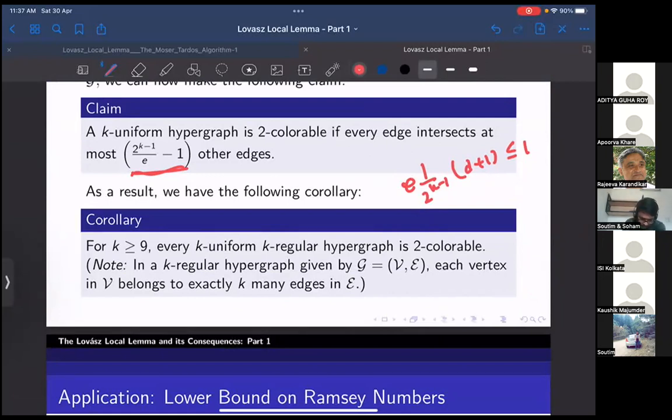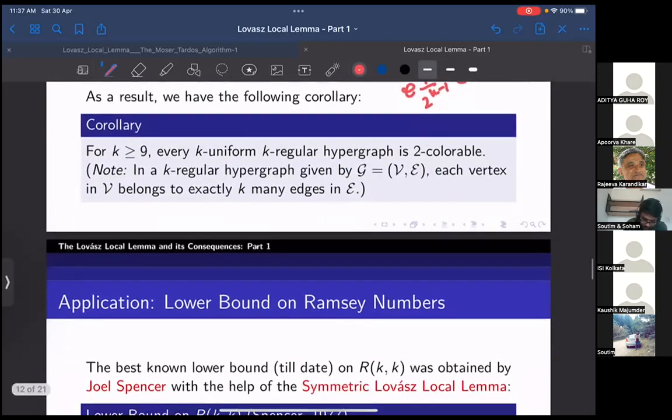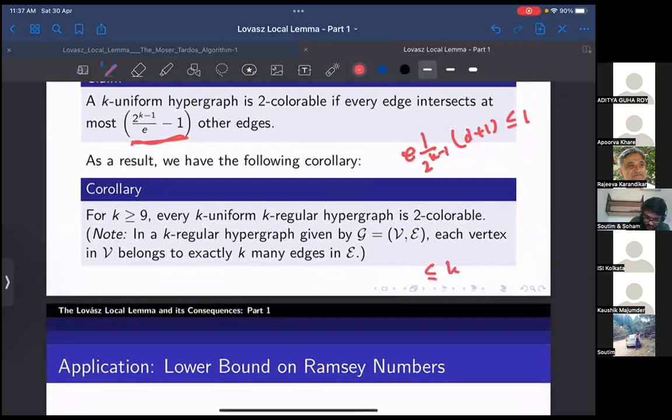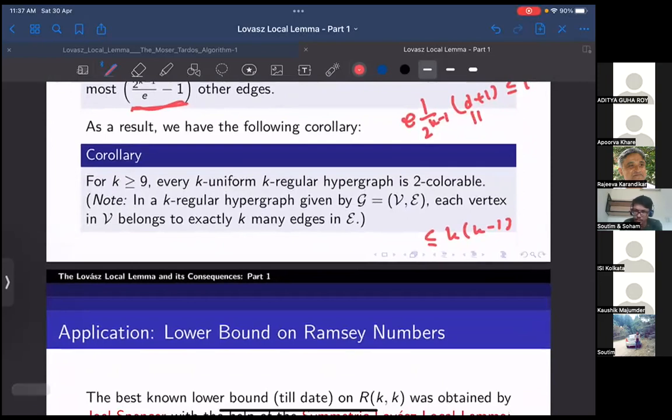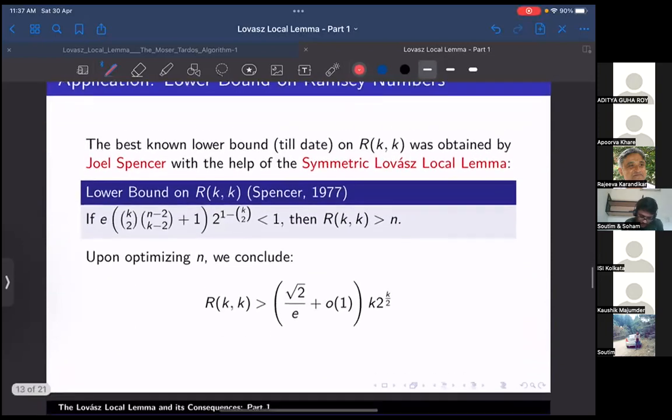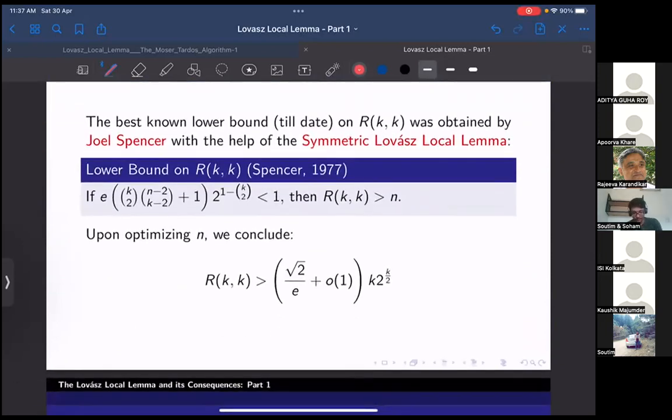And we can also have the following corollary that for every k greater than or equal to 9, every k-uniform k-regular hypergraph is 2 colorable. Essentially, the number of dependencies in that case is less than or equal to k minus 1. So if you put this here and try to find the first value of k for which this falls below 1, that value of k turns out to be 9. But this is a little outdated because I think for k greater than or equal to 4 it has been shown. So using the local Lovász lemma, we can improve the alteration method bound that we had obtained earlier. This was obtained by Joel Spencer in 1977. So way back in 1977, and this is the best known bound on R(k,k) till date. There has been no improvement in the last 45 years or so.